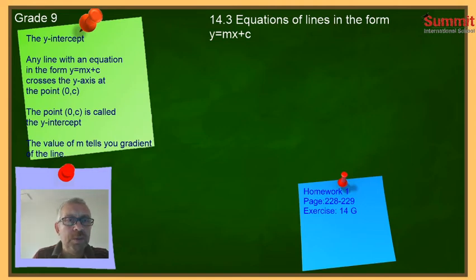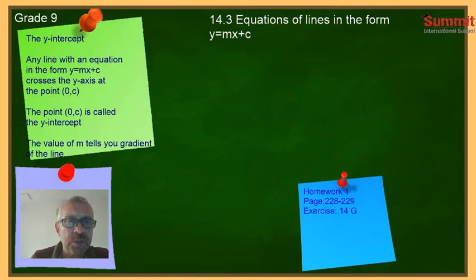Now today we are going to continue our topic, equations of lines in the form y is equal to mx plus c. Today we are going to study the y-intercepts. Any line with an equation in the form y is equal to mx plus c crosses the y-axis at the point (0, c). The point (0, c) is called the y-intercept.